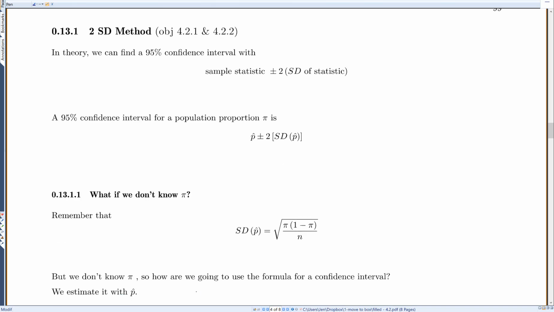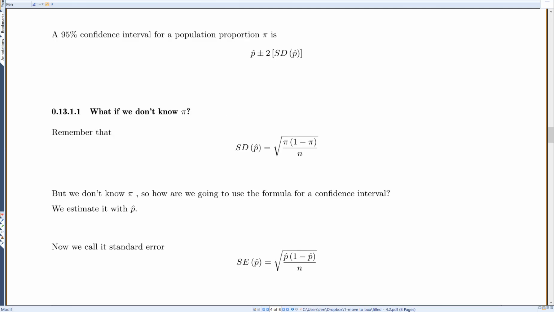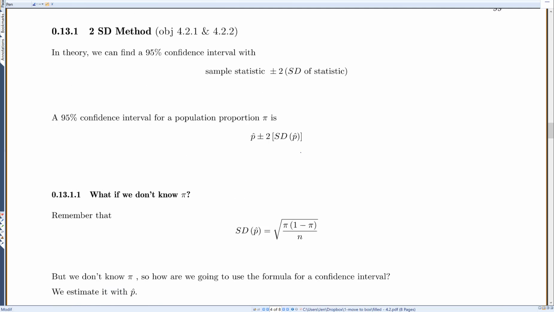So in theory, here's some theory things. It's not actually our theory-based method, but it's just like saying theoretically, this is what we teach you in a statistics class. We can find a 95% confidence interval with our sample statistic plus or minus 2 times the standard deviation of the statistic. So that works for anything we're dealing with. Whether we want to work with means or proportions, this is our general form of our formula.